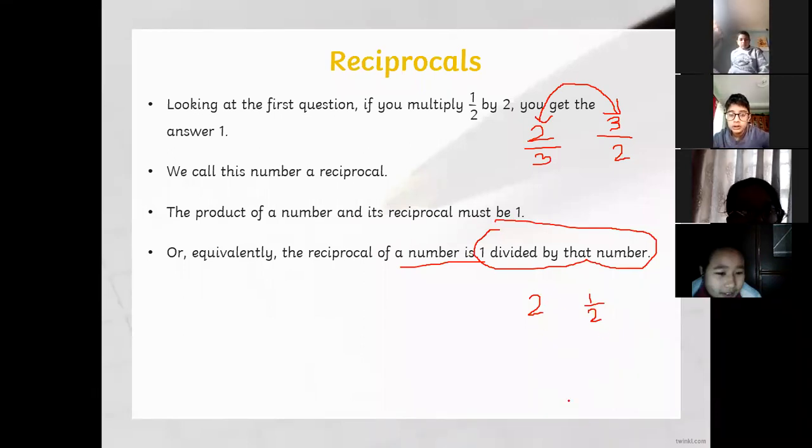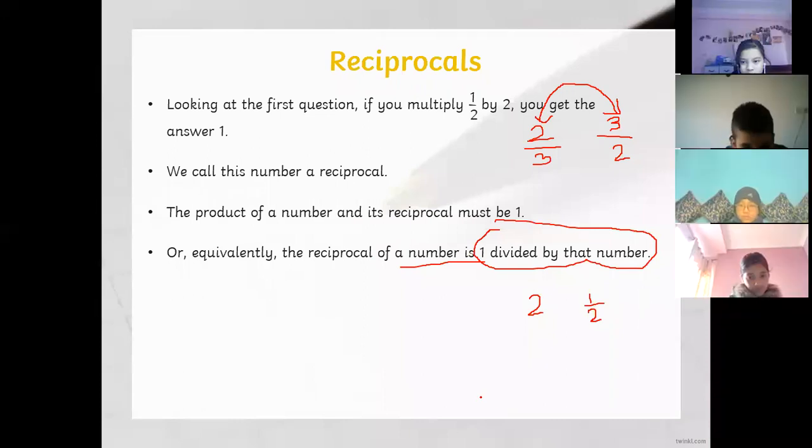What is the reciprocal of 10? Can you tell me? You can type there. Yeah, 1 by 10. Okay. That's good. Great.